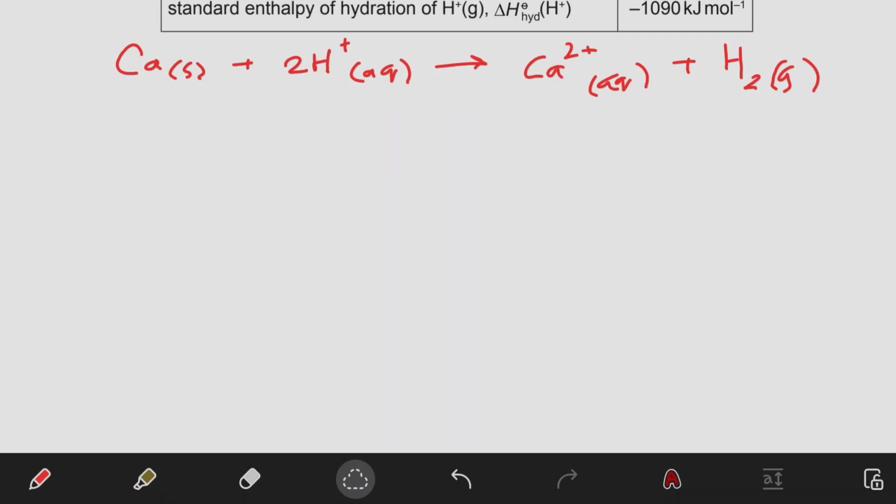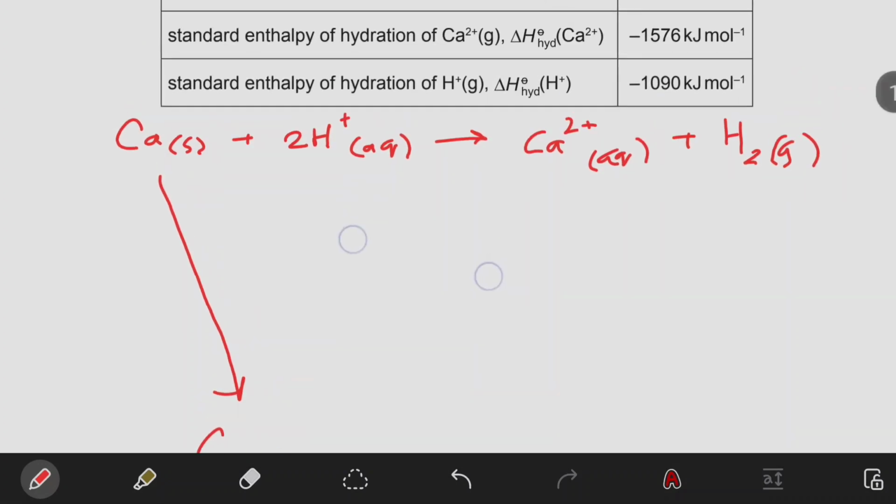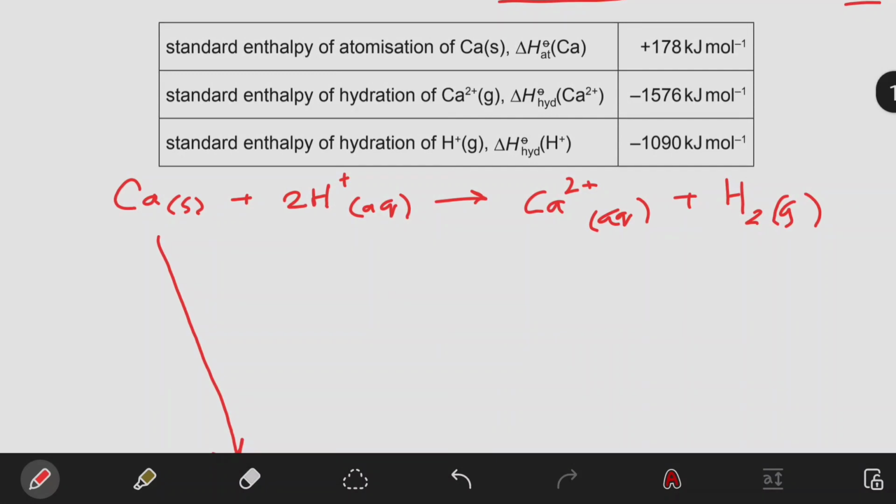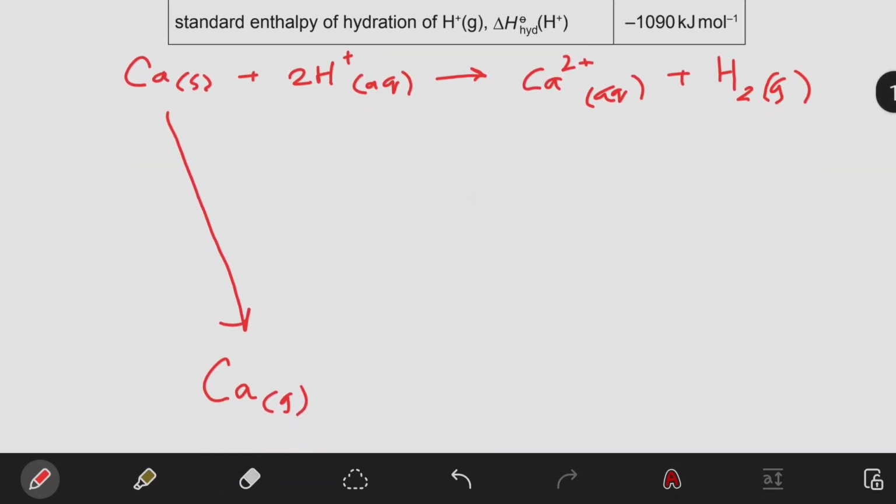So firstly, what you need to do is convert it into its gaseous atom, right? So let's do that first. The enthalpy change of atomization of calcium is given, I presume. Yes, it's given. So as soon as you make the arrow, write the enthalpy change so that you are not confused later on with all the arrows. 178.